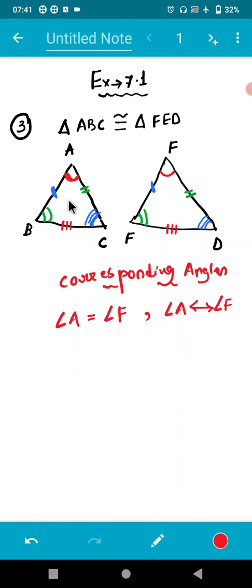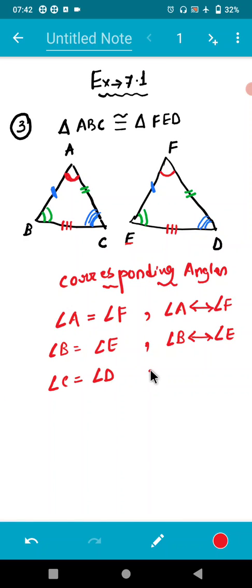Okay, and angle B is equal to, sorry, this is FED, angle E. So this you can write as angle B, with this symbol. Instead of the equals sign, you can give this. And finally we can write angle C is equal to angle D. So how we can write this? Very easy, isn't it? So this was all about corresponding angles.